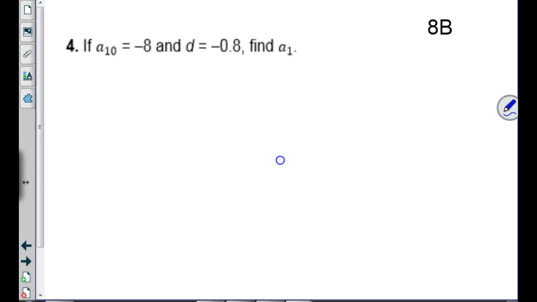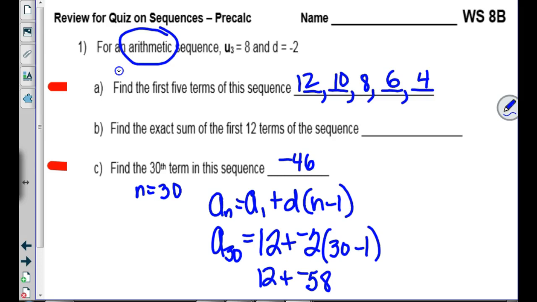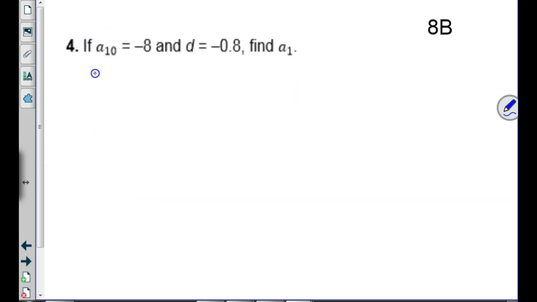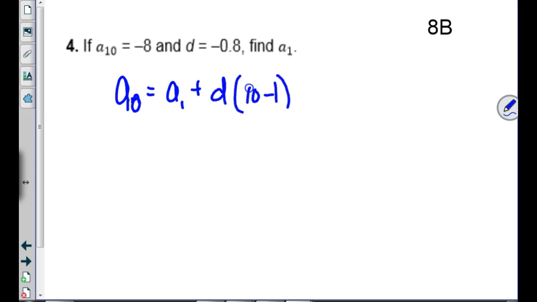All right, this gives us the 10th term. Now, this is a different sequence, but this is still off 8B, right? Okay, number 4 it said to do. We have some sequence where the 10th term is negative 8. We're supposed to go backwards and find the first term. If you don't want to use a formula, you don't have to. I would use the 10th term is the first term plus the difference, 10 minus 1 times.